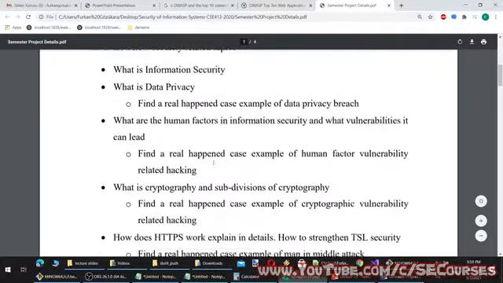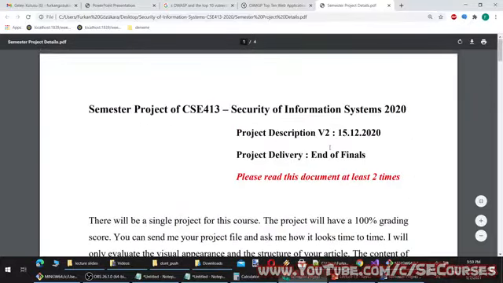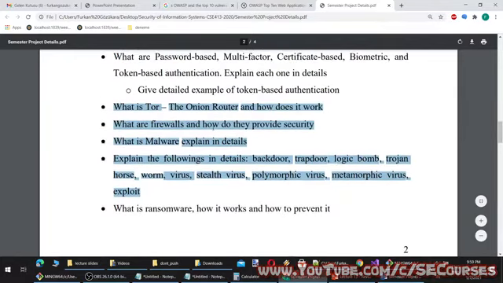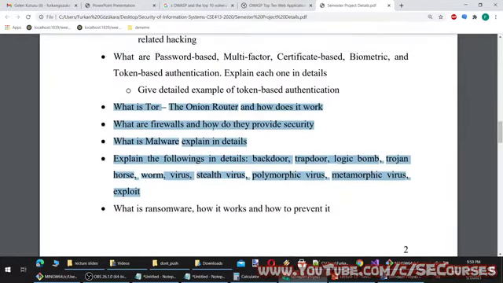By the way, you can also deliver your project at the end of bütünleme exams. However, in that case, you would get FF in your final score and you would get your score in the bütünleme exams, of course. What is Tor, the onion router, and how does it work? What are firewalls and how do they provide security? What is malware? Explain in details.